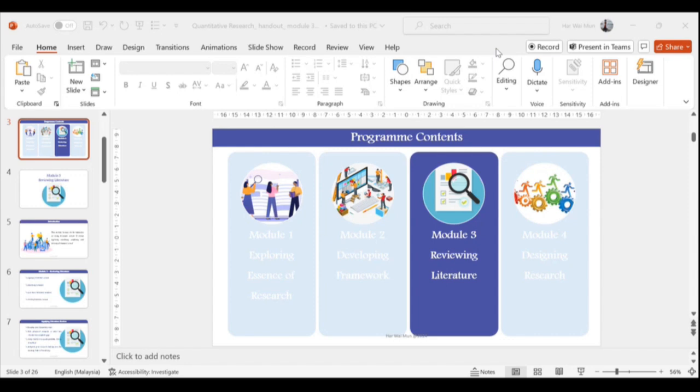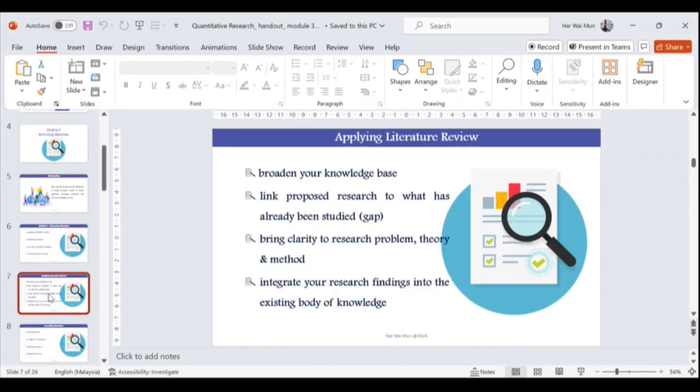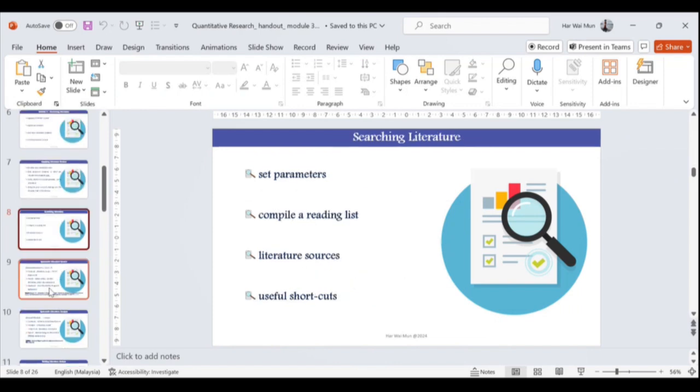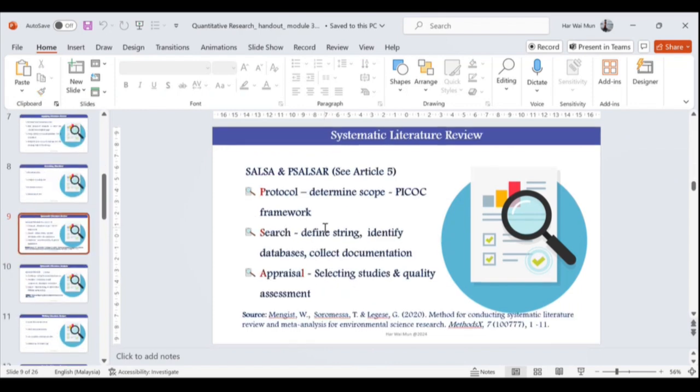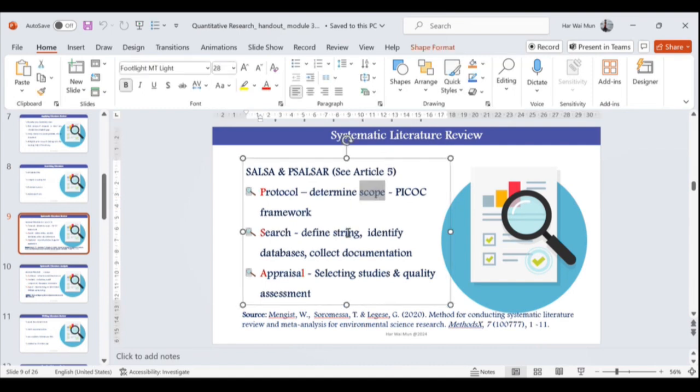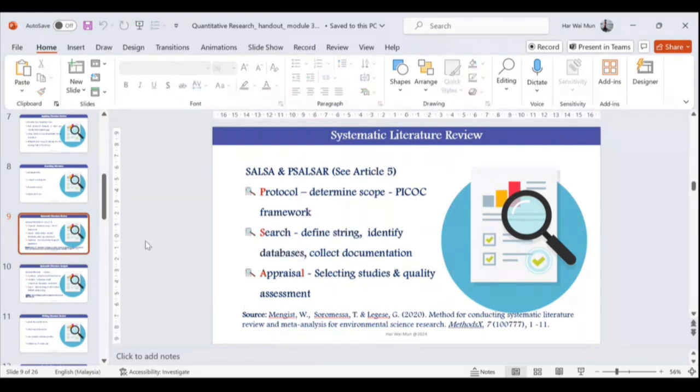But of course, when you do the literature review, you consume a lot of time, a lot of work from searching and downloading. For my practice, I identify the keywords, based on a very systematic search. You also need to identify your scope, your string, your keywords, and what database you want to use: Scopus, Web of Science, Google Scholar, ResearchGate, or you just search.